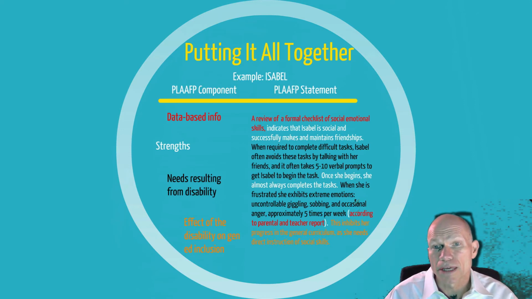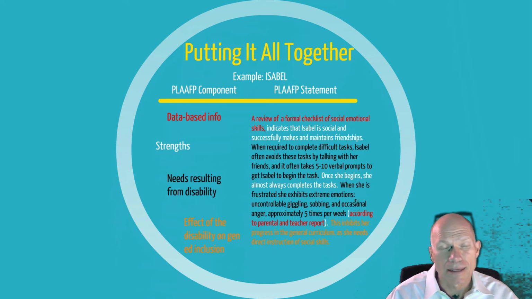A review of a formal checklist of social and emotional skills indicates that Isabel is social and successfully makes and maintains friendships. When required to complete difficult tasks, Isabel often avoids these tasks by talking with her friends, and it takes 5 to 10 verbal prompts to get Isabel to begin the task. Once she begins, she almost always completes the task. When she is frustrated, she exhibits extreme emotions, uncontrollable giggling, sobbing, and occasional anger approximately 5 times a week, according to parent and teacher reports. This inhibits her progress in the general education curriculum as she needs direct instruction in social skills.